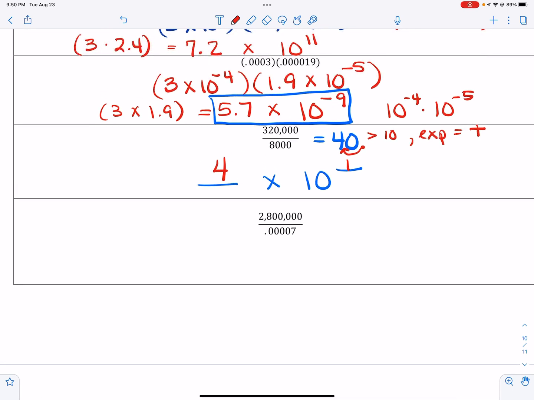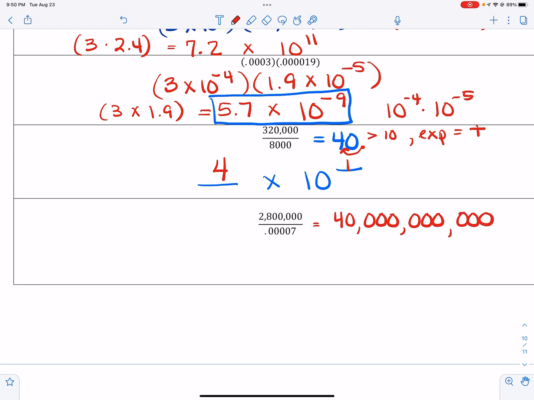And then the last one, if I take 2,800,000 and divide it by 0.00007, I get a very big number. I get 40 billion.